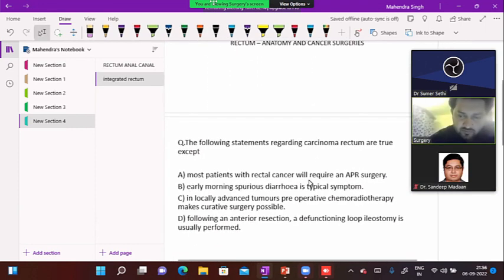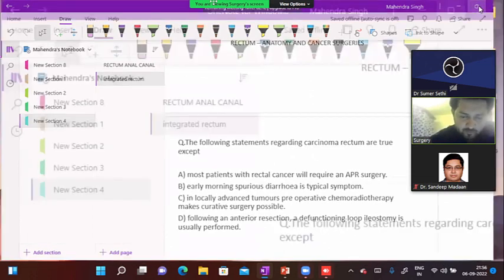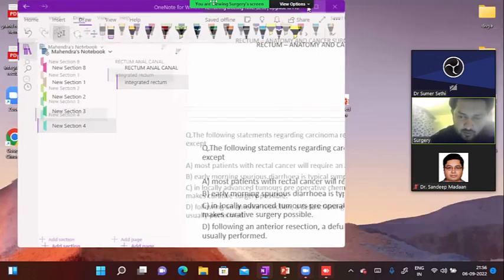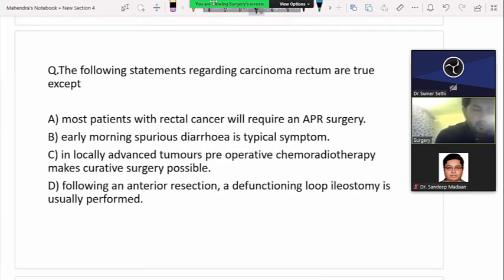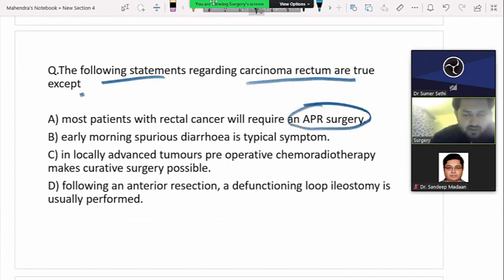So let's see the first question. The following statements regarding carcinoma rectum are true except. Most patients with rectal cancer will require APR surgery. APR is abdominoperineal resection. Early morning spurious diarrhea is a typical symptom. In locally advanced tumors, pre-op chemoradiotherapy makes surgery possible. And following an anterior resection, a defunctioning loop ileostomy is usually performed.